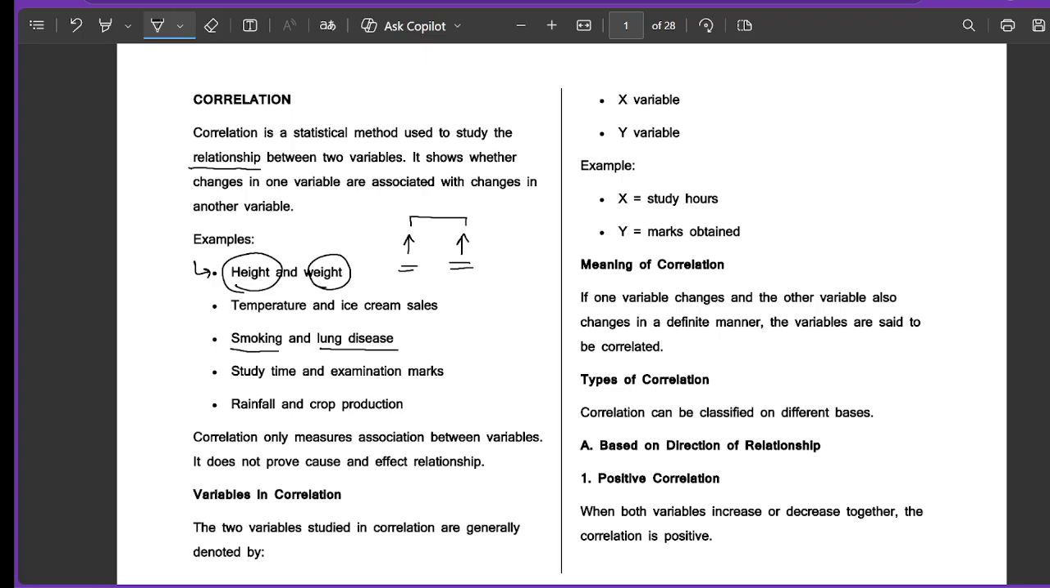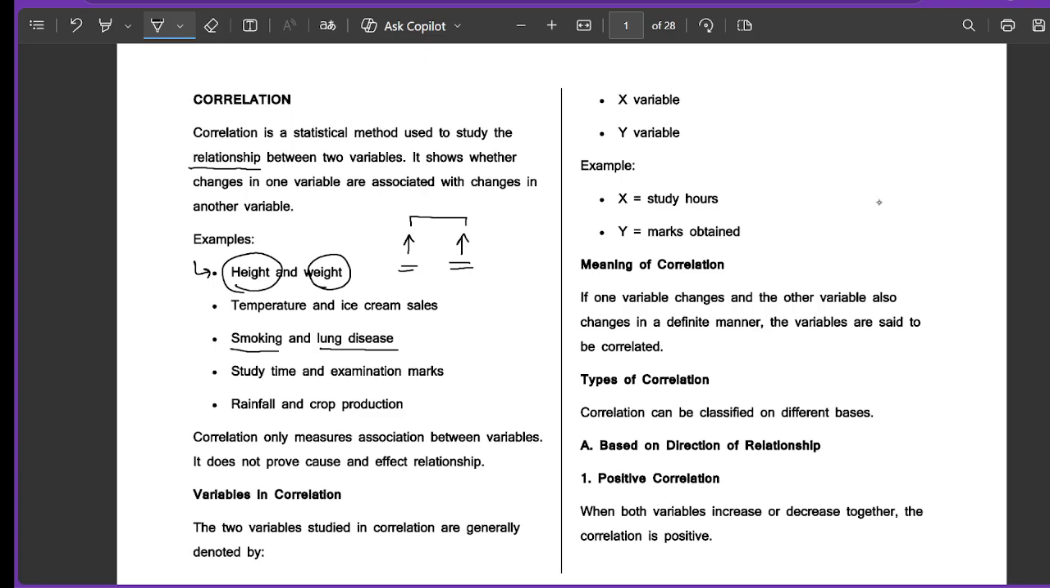Basically we need to check whether the two variables are directly proportional to each other or inversely proportional to each other. So it is measuring the association between the variables. It does not prove any cause and effect relation, but just tries to clarify whether the two variables are associated or not, and it does this by numerical analysis.